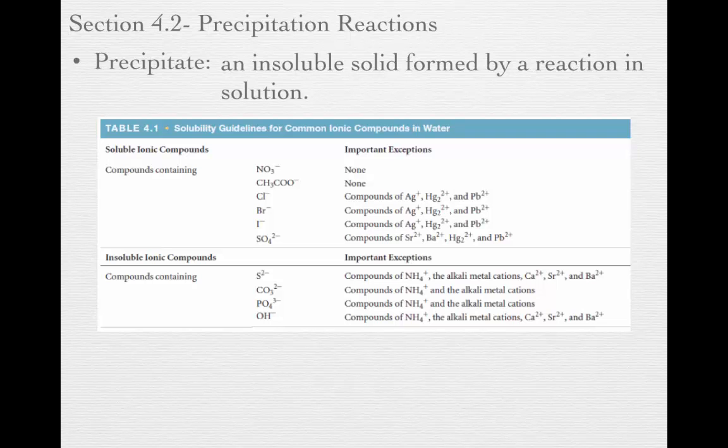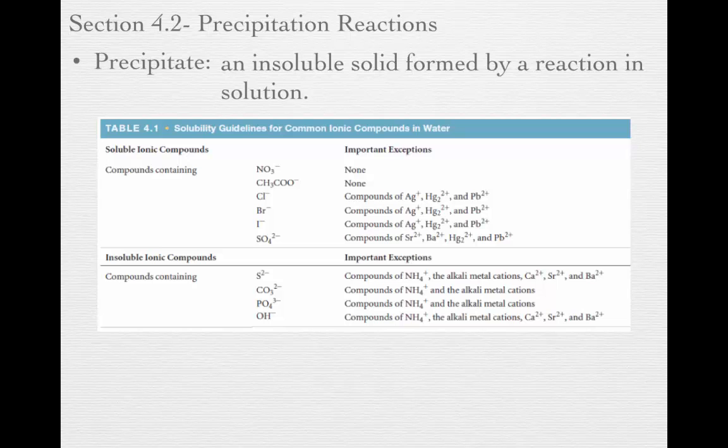Carbonates, they will be insoluble unless they are bound to ammonium or your alkali metals. Phosphate, again, will be insoluble unless it is bound to ammonium or your alkali metals. And finally, hydroxide is going to be insoluble unless it is bound to ammonium, one of your alkali metals, or calcium, strontium, and barium. In that case, it will be soluble.